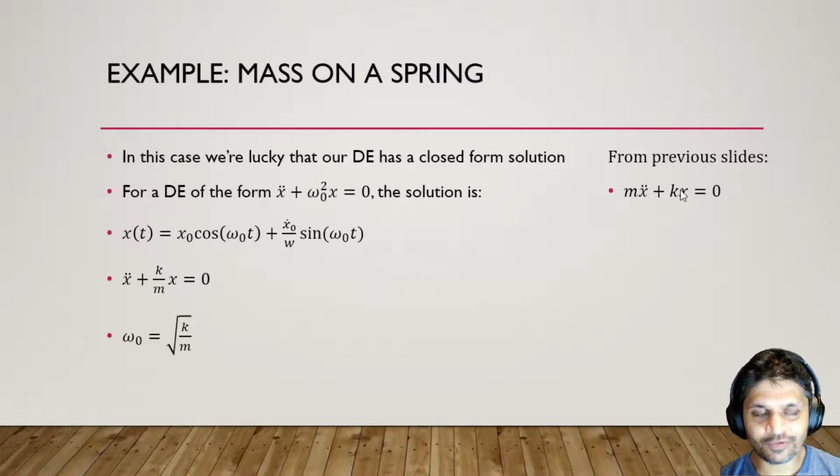And we had this function. We had m x double dot plus kx equals 0, right? So we can restate that as x double dot plus k over m x equals 0 by dividing by m throughout. And that brings it into this form, where our omega naught is equal to the square root of k over m. When we've got that, we can plug that omega naught in there, and at any point just plug in our initial conditions and our current time, and we can get the state at any time.